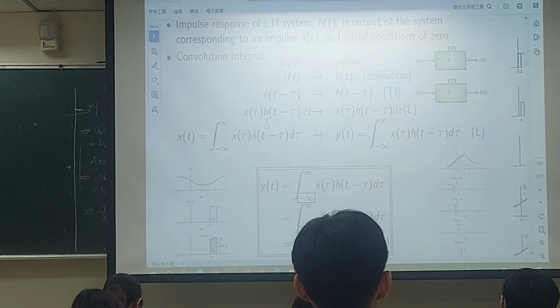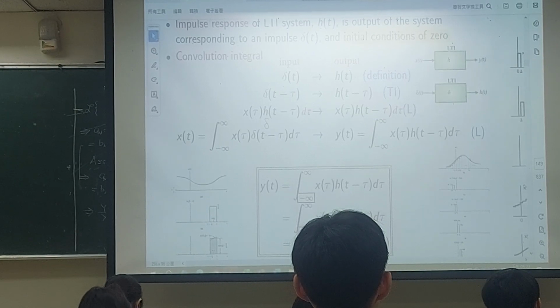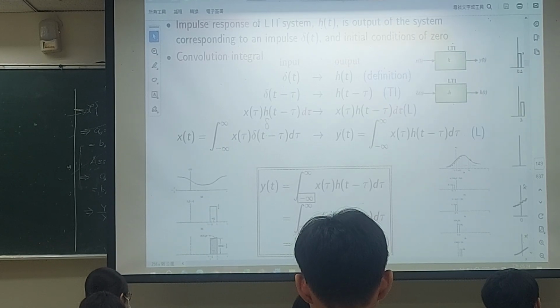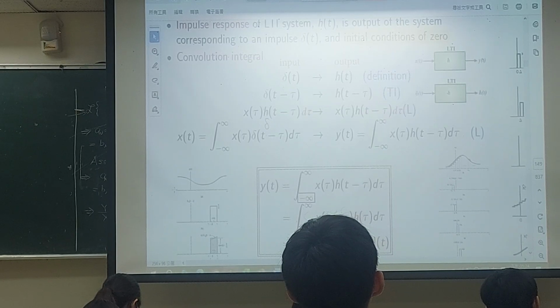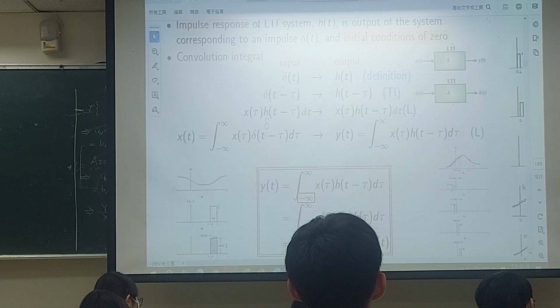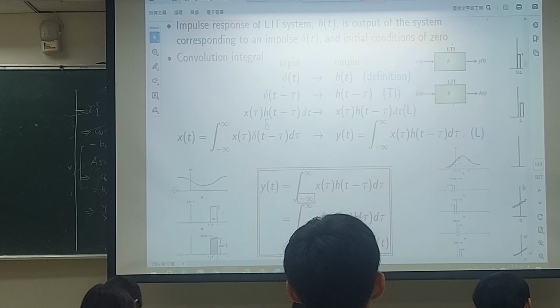Okay, this is due to linearity. So I can add them up. So the output is simply I1 plus I2, and the input also V1 plus V2. Then the output is I1 plus I2.